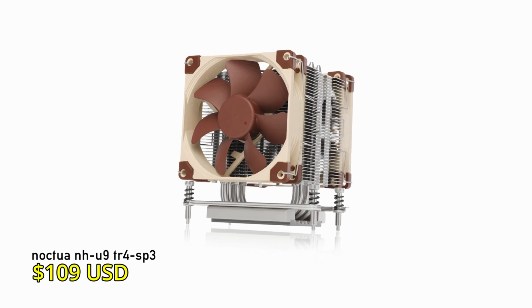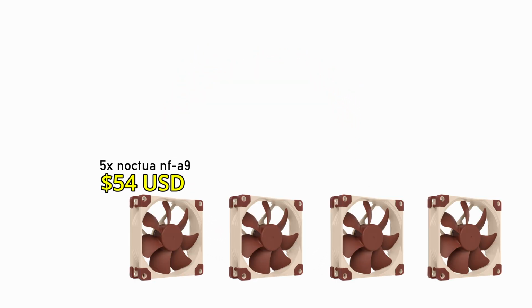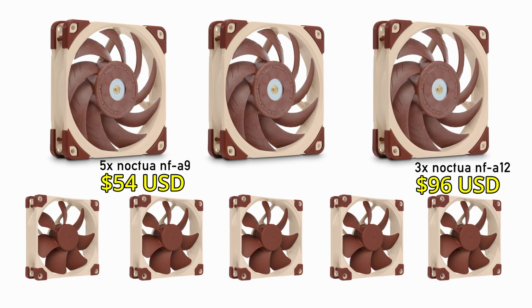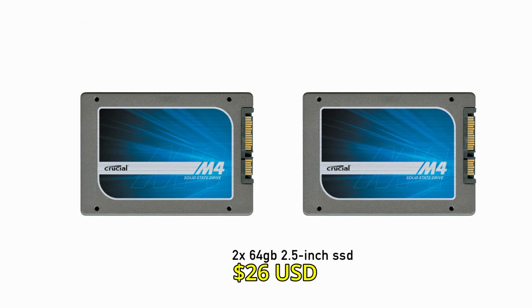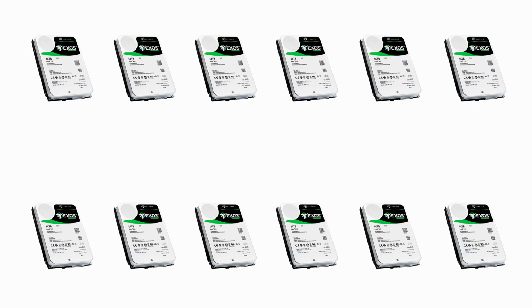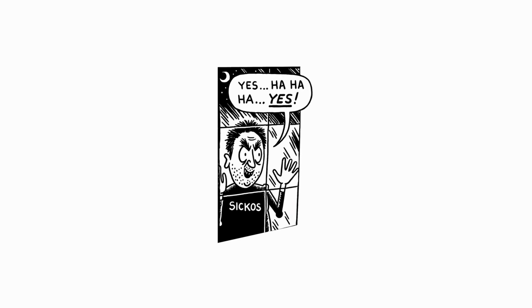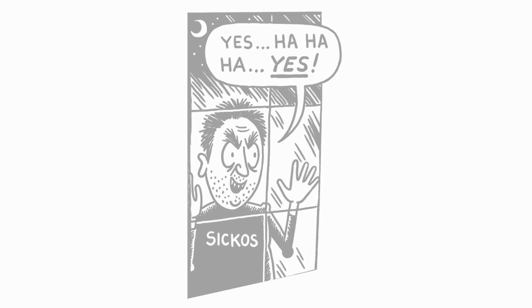I got a massive Noctua cooler for the CPU, 5 92mm Noctua exhaust fans, and 3 120mm Noctua intake fans. I picked up 2 64GB 2.5-inch SSDs that I would use for my TrueNAS boot mirror. And finally, I somehow scored 12 14TB Seagate Exos Enterprise drives for close to $10 a terabyte from a seller on eBay. With everything coming out to a grand total of around $4,100, I would have 110 terabytes of storage on a robust, enterprise-grade server with room to grow in the future.